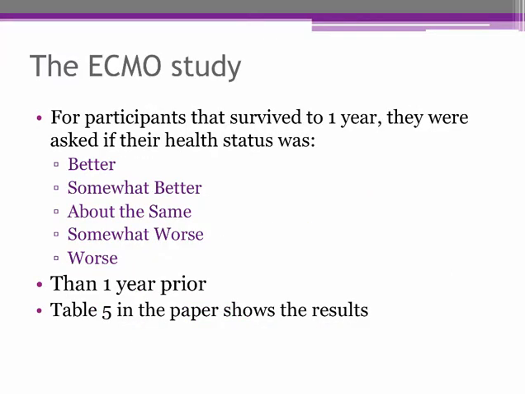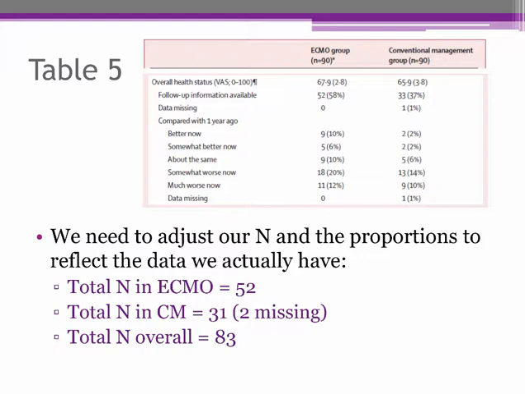Recall in the ECMO study, looking for participants that survived to 1 year, they were asked if their health status was better, somewhat better, about the same, somewhat worse, or worse than the prior year. And we saw those results in Table 5 of the paper. Remember, we had to adjust the sample size from what was in the paper. We're looking at the conditional, so 52 in ECMO, 31 in conventional management, with an N of 83 overall.